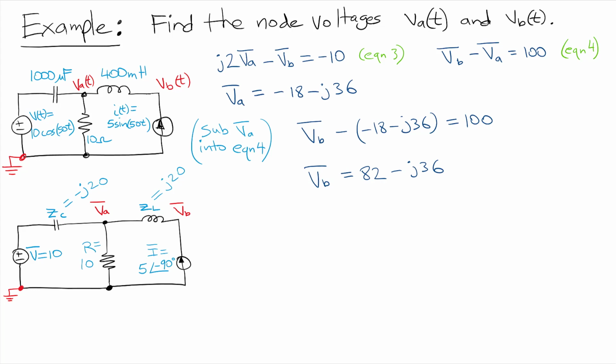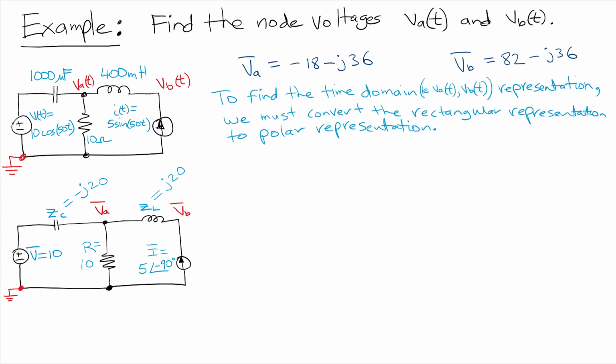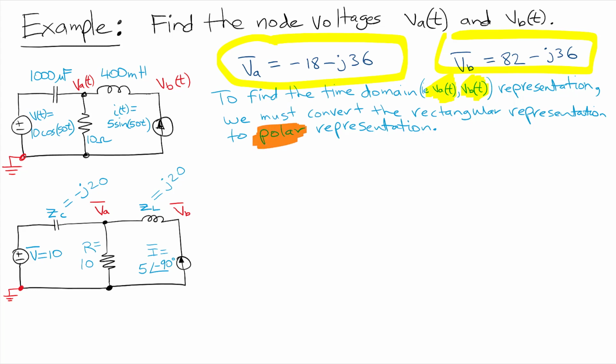Okay, that's great, but to find the time domain expressions, VA of t and VB of t, we have to convert this rectangular representation into polar representation. So this is really important. We have to convert it to polar, and then from polar we can convert it to the time domain. Then we can get this final form, and we're going to see how that's done. You should be quite familiar with this process when you're doing these kinds of questions.